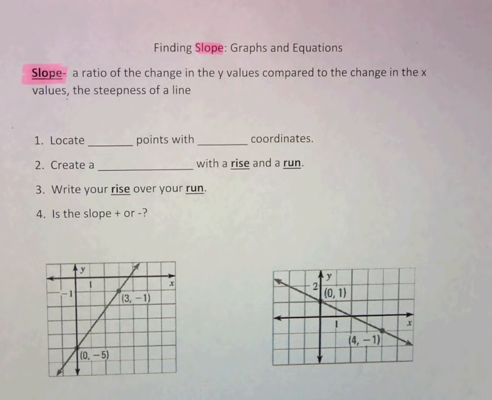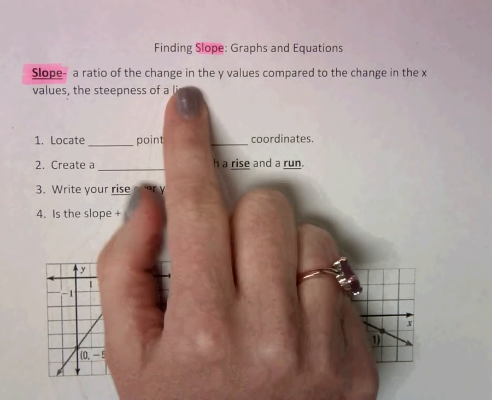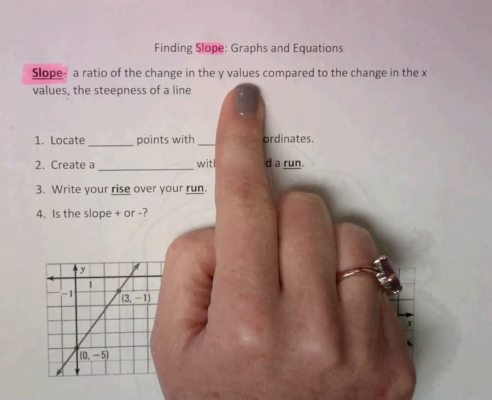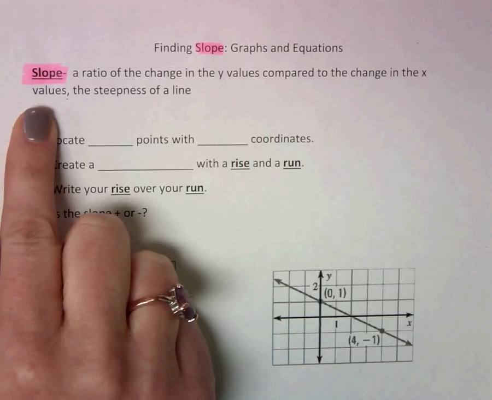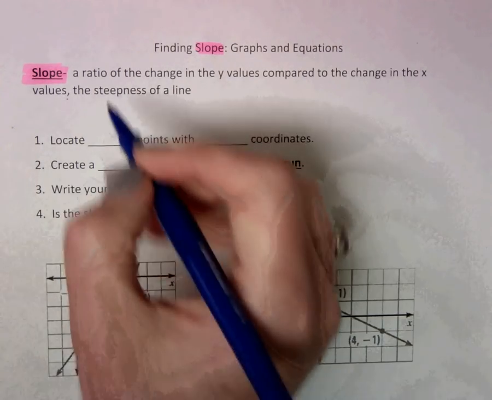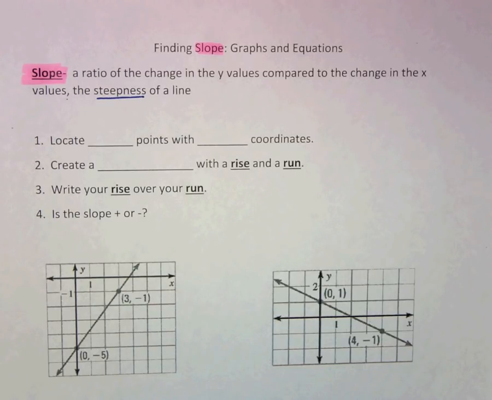Okay, today we're going to start talking about slope, and we're going to specifically look at it in equations and graphs. Let's go ahead and define slope. I have the definition here for you. Slope is a ratio of the change in the y values compared to the change in the x values. A lot of times, it's referring to the steepness of a line.